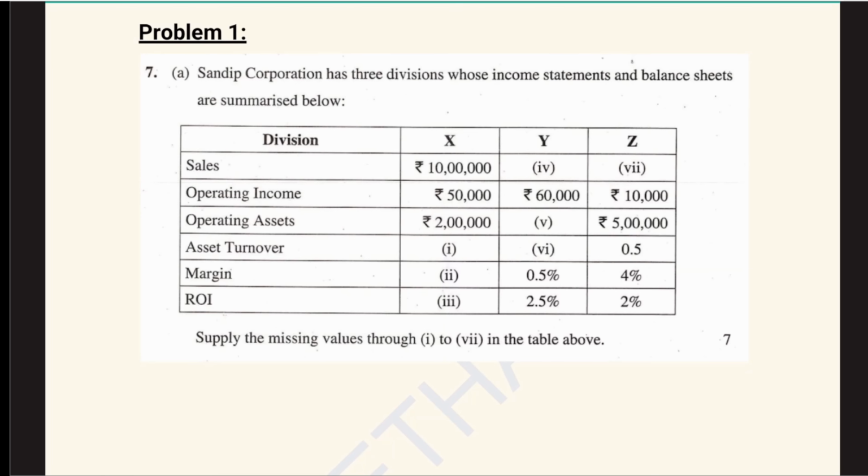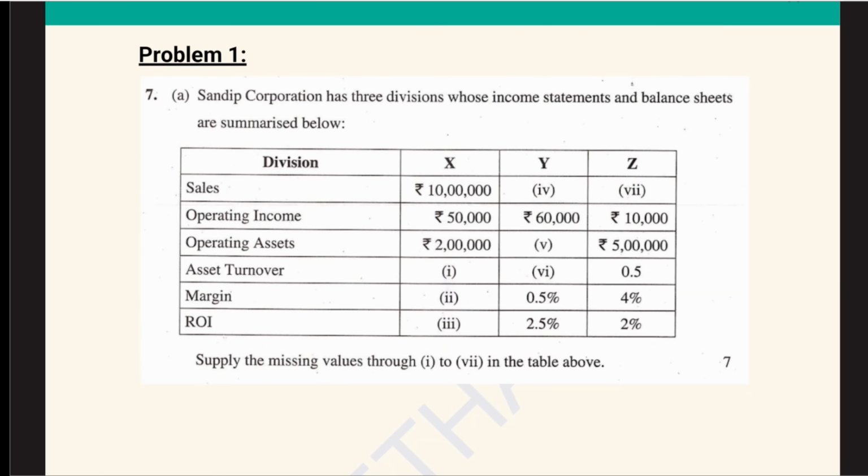Now we will solve this one problem. This is from one of the previous question papers. Sandeep Corporation has 3 divisions whose income statement and balance sheets are summarized below. In the table below, you have sales, operating income, operating assets, asset turnover, margin, ROI. Some places values are given, some places are missing. They are asking to supply the missing values 1 to 7 in the table above, for 7 marks. That means for each missing piece of information you will get 1 mark.